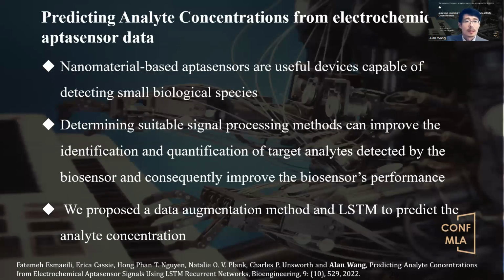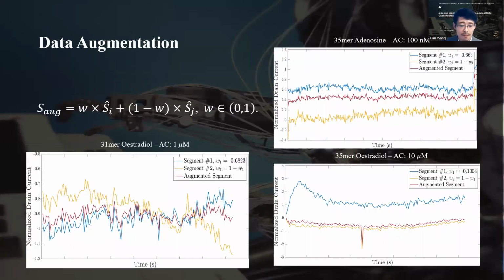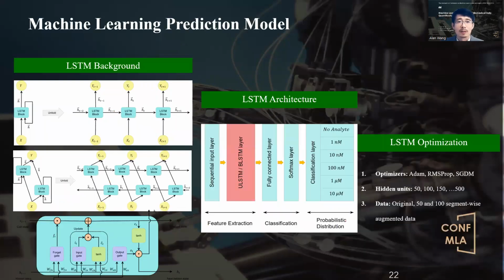The second application is to predict and analyze the concentration from the electrochemical sensor data. So we proposed a data augmentation method. This is our data augmentation method. By applying different weights on the existing signals, we can generate new data. This kind of method is very effective at generating a lot of new data. This is our machine learning model for the prediction of the concentration.